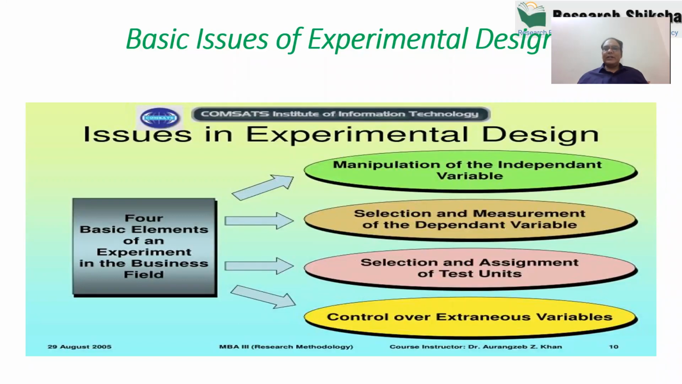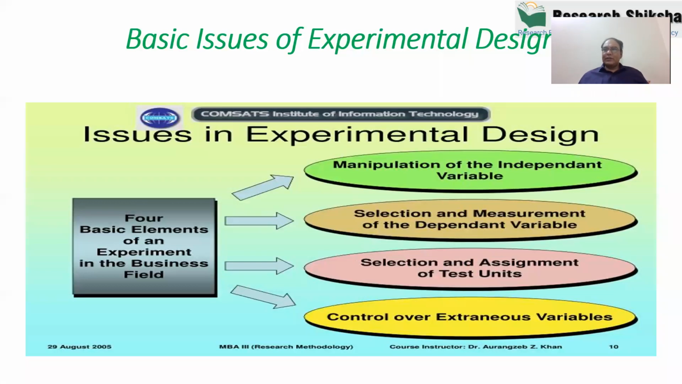Okay, so these are the basic issues in the experimental design, like manipulation of the independent variables. Because you have to completely decide what experiment we should provide. This experiment is the independent variable in experimental design. Then selection and measurement of dependent variable. Selection and assignment of test unit. Test unit means patients and all. And then you have to decide the different variables, like which are control variables, which are extraneous variables. So I will explain these control and extraneous variables in much more detail. Okay.